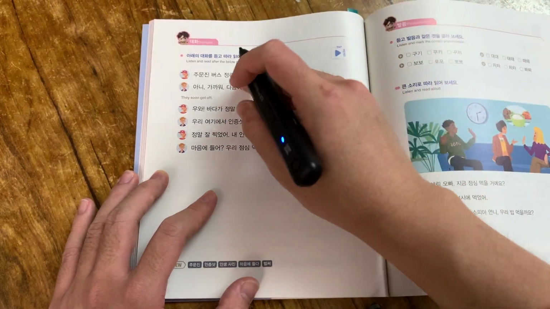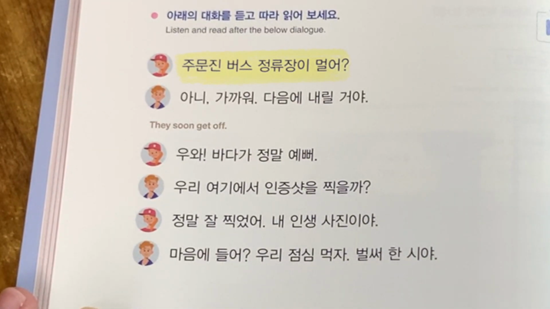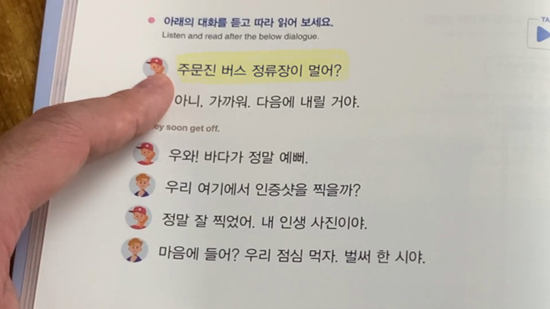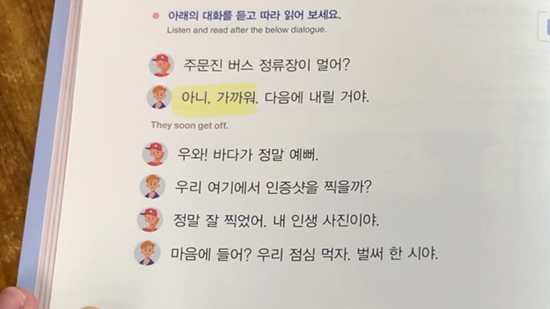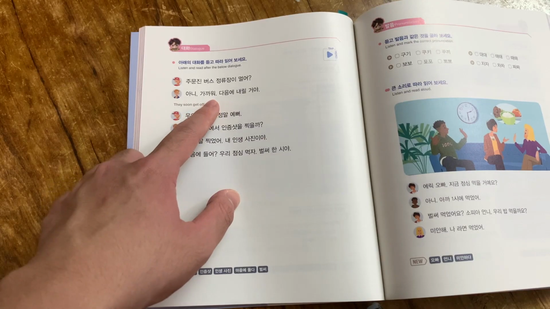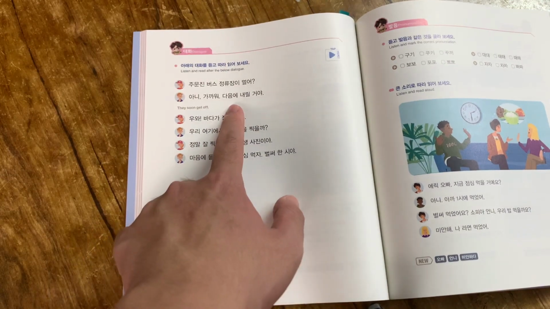Listen and read after the below dialogue. 주문진 버스 정류장이 멀어? Is the 주문진 bus stop far? 아니, 가까워. No, it's close. 다음에 내릴 거야. At the next one, we'll get off.